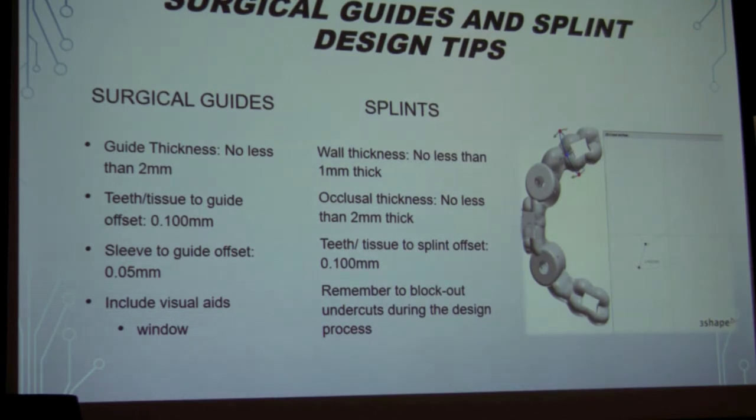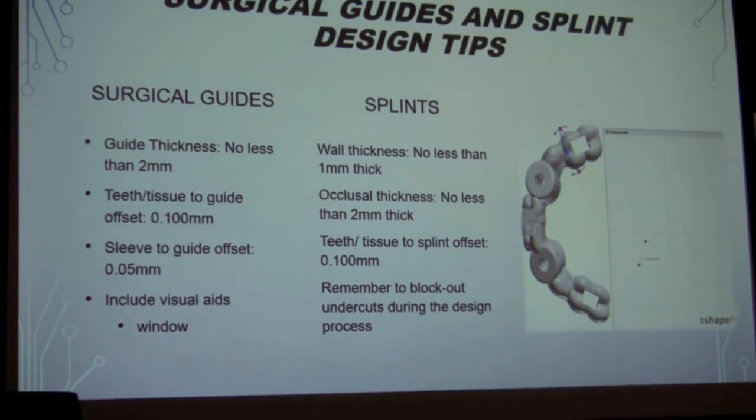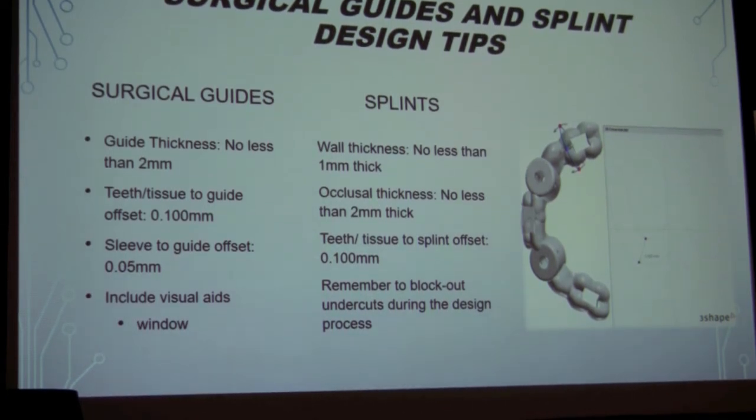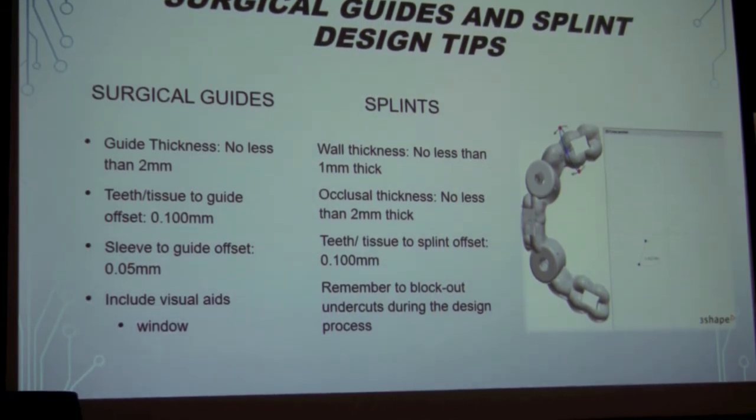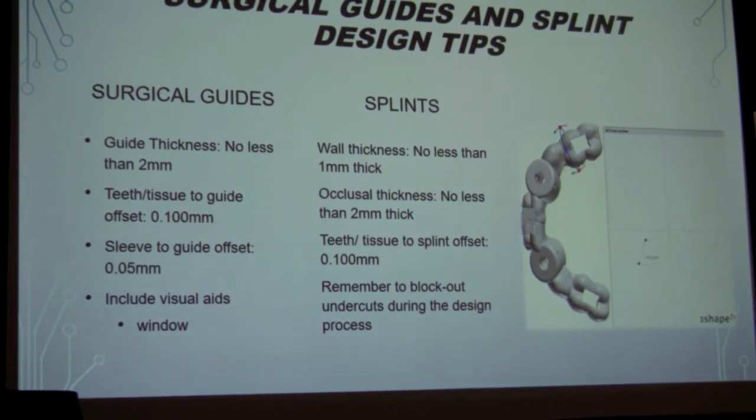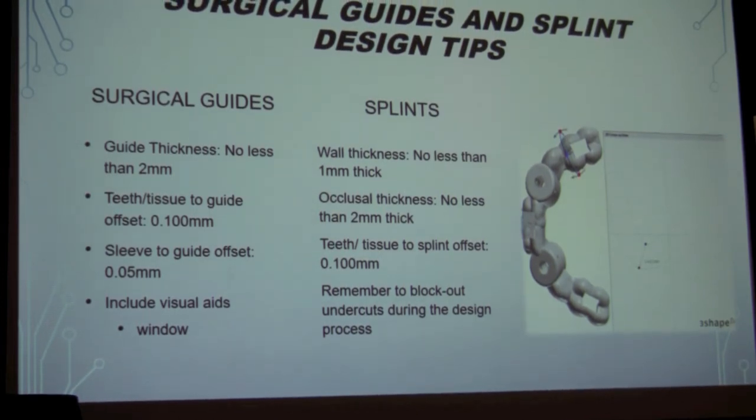If you feel like it's a little loose, then you can tune that down a little bit. If you feel it's a little bit tight, you're going to want to increase that number. And this is all dependent on the printer that you have. The sleeve guide offset, a great value is 0.05 millimeters. And then include visual aids in your design. Put these seating windows in there so that the doctor can actually see that that guide is properly placed before he starts punching a hole in your patient's mouth.